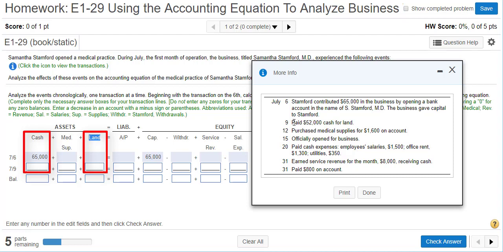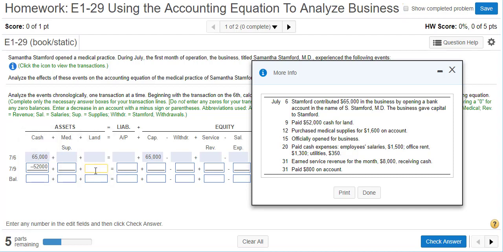Let's start with cash because it's the easiest to analyze. It says we paid cash. So if we paid cash, that means cash must be going down, so we have to put that as a negative $52,000. Now, why did we pay the cash? Because we're getting land. So does our land account go up? Do we have more land, and therefore we should put a positive in there? Or do we have less land? We have more land, so we have to put positive 52,000 in there.